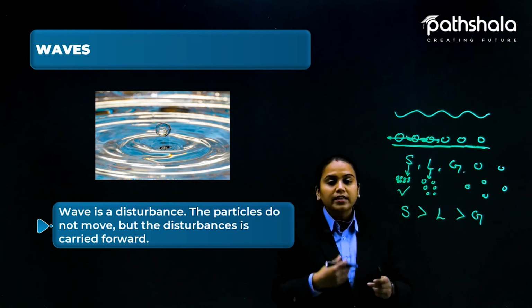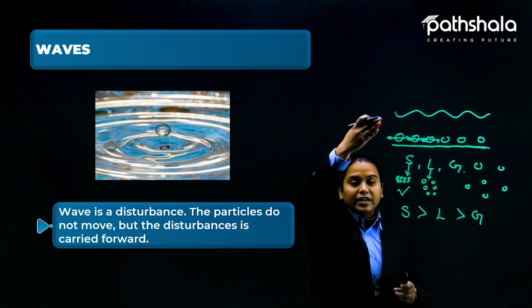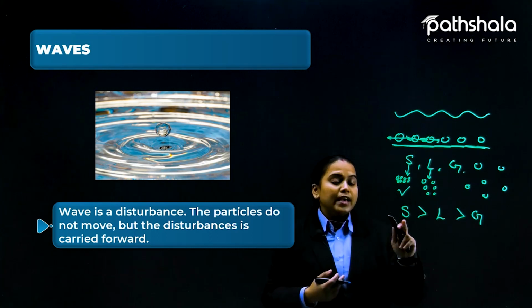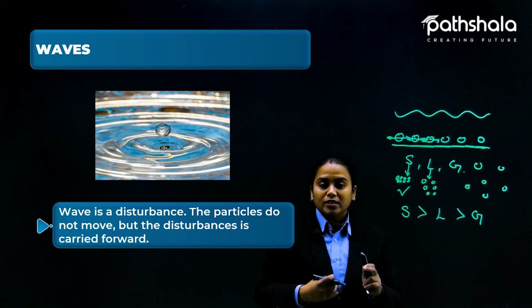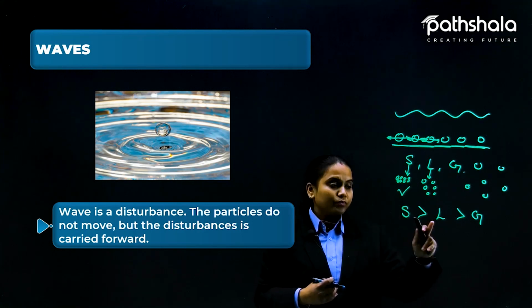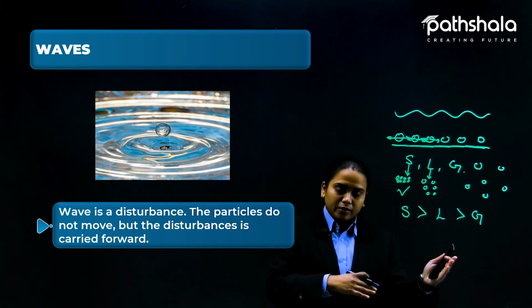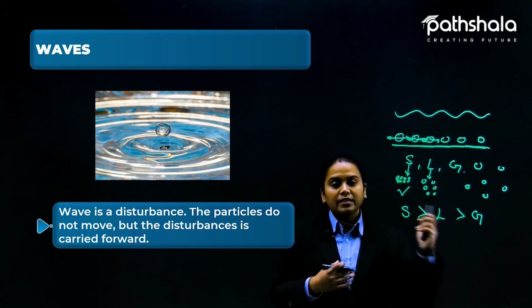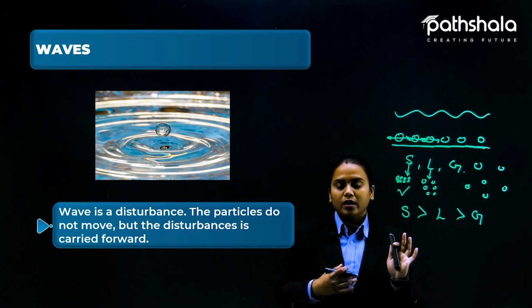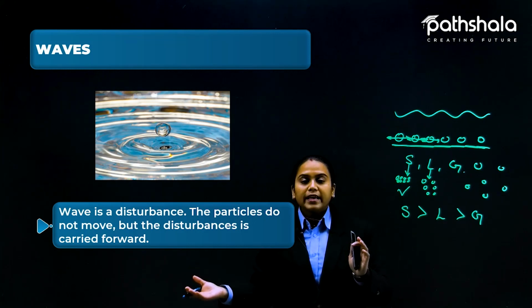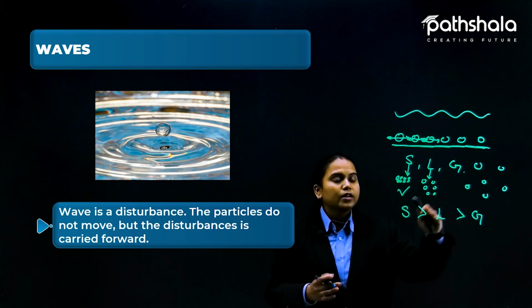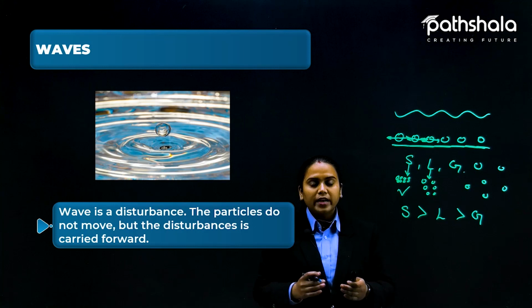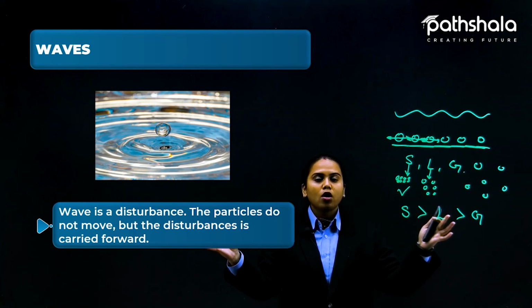And how does it depend on this? Because of the vibration, because of the waves produced. The waves get produced in the solid more quickly because the particles are closely packed. In liquid, slower than solid but greater than gas. In gas, it is slowest. So what we are taking forward is the disturbance, in the forward direction. From the point, it vibrates in all directions.